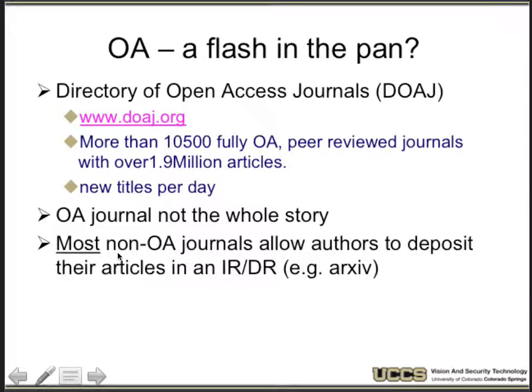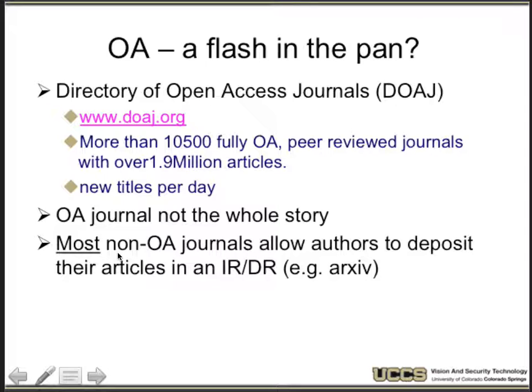So is it a flash in the pan? Well, no, it's pretty well established now. The Directory of Open Access Journals, which has largely just the journals, has more than 10,000 open access peer-reviewed journals that have over 2 million articles now. This is actually a slightly older slide. Hundreds of titles are added per day.